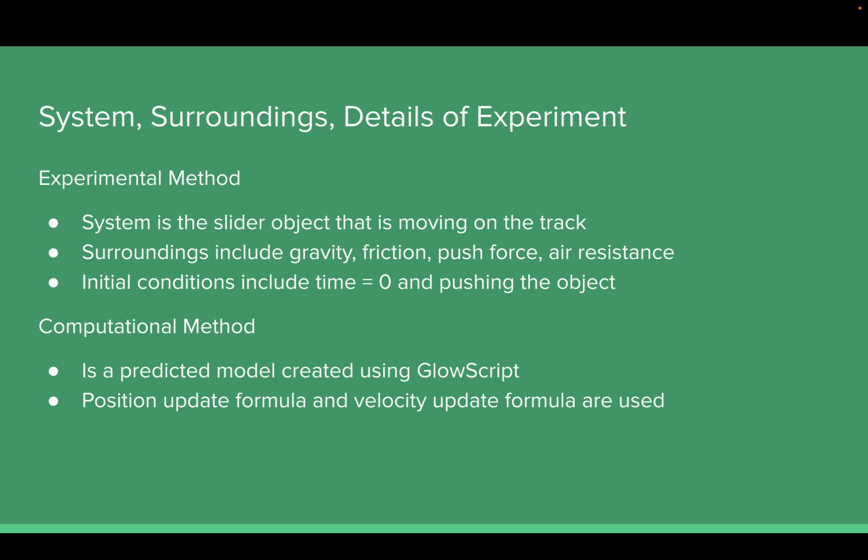The experimental method includes a system composed of the slider object that is moving on the track. We will be moving this object and investigating its motion through a tracker. The surroundings include external forces such as friction and the push force as well. The initial conditions include pushing the object and time being zero. The computational method, on the other hand, is a predicted model using the GlowScript software, where the two update formulas are used to create a model that accurately tracks what would happen to the slider.